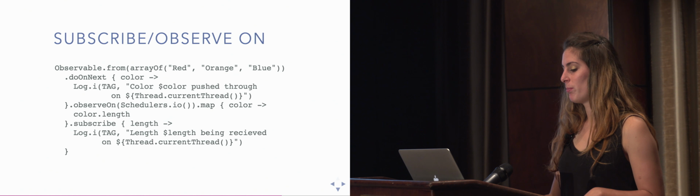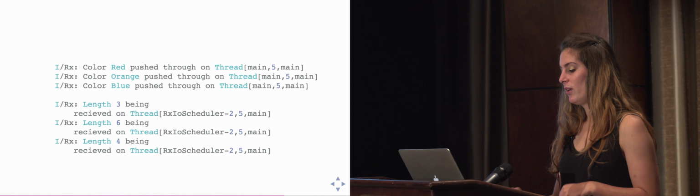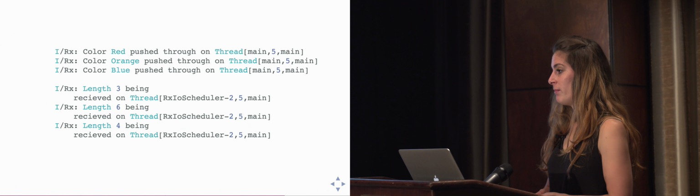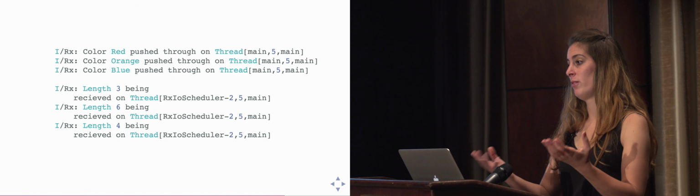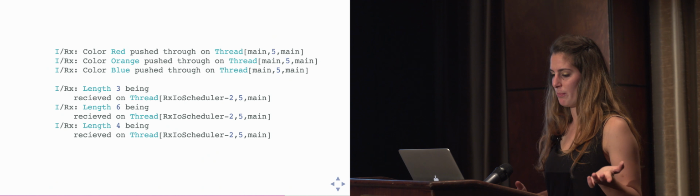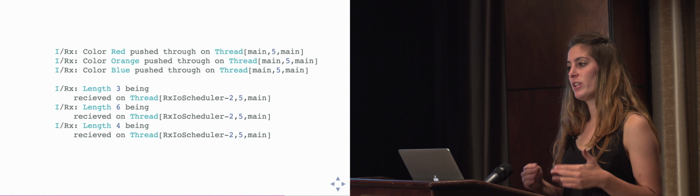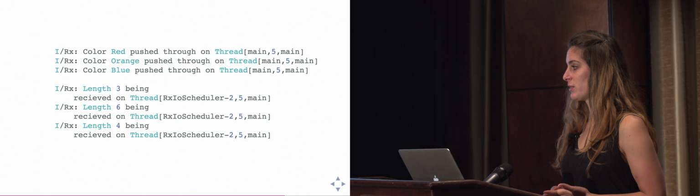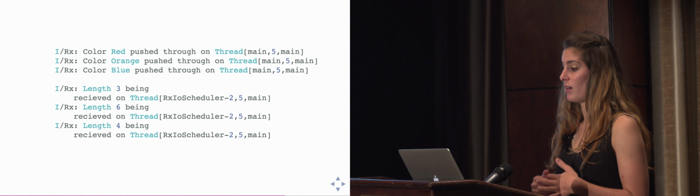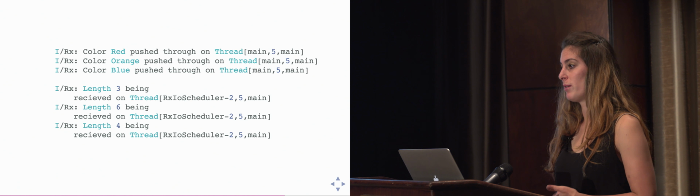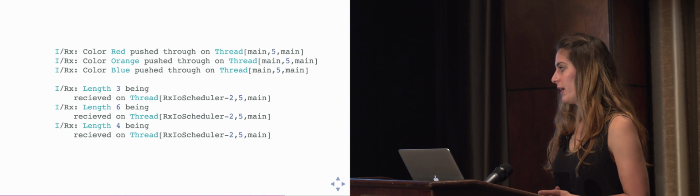So what does this output look like? Well, it starts on the main thread because I didn't give it a subscribeOn, and I wrote this observable on the main thread in my sample app. And then after I switch over to the I/O thread, unsurprisingly, it starts emitting things on the I/O thread. So you can see in those bottom 3 lines, it says that we're on the I/O scheduler.